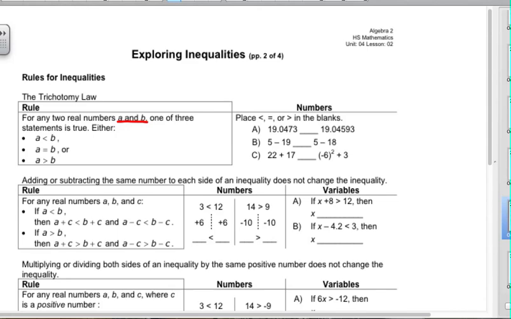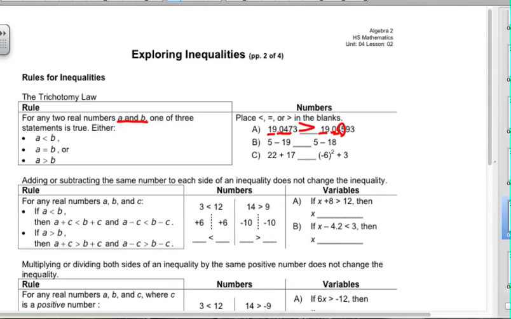All right, so we need to decide which number is bigger. They're both 19, that's equal. The zeros are equal. The 4s are equal. But this 7 is bigger than that 5, which means that this number then is going to be bigger.